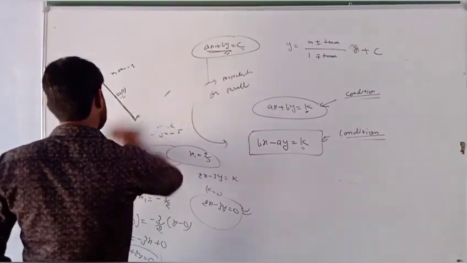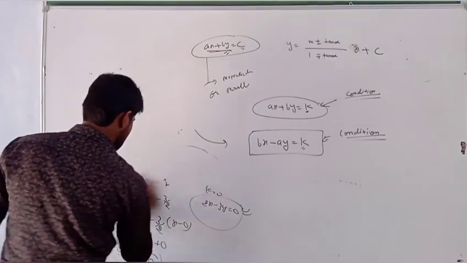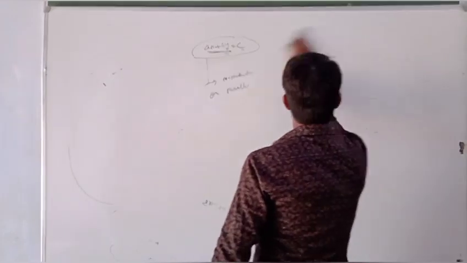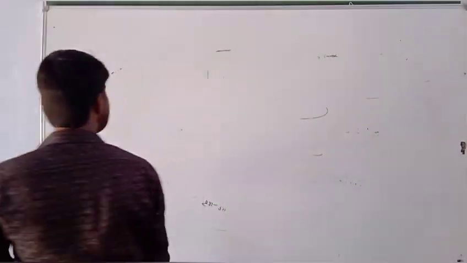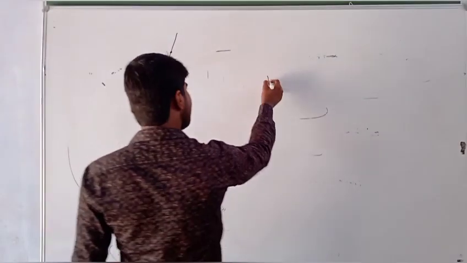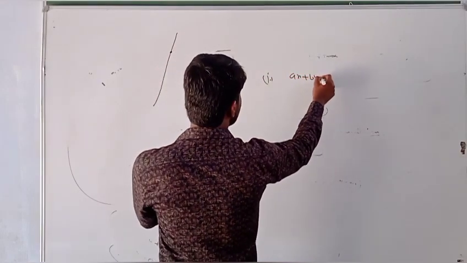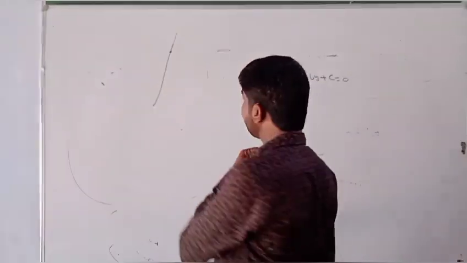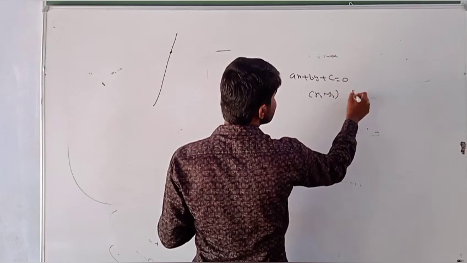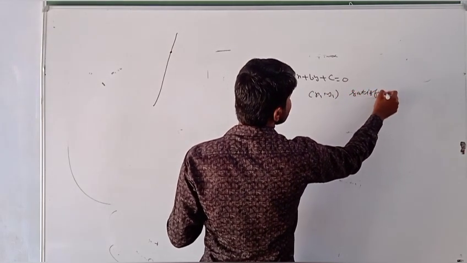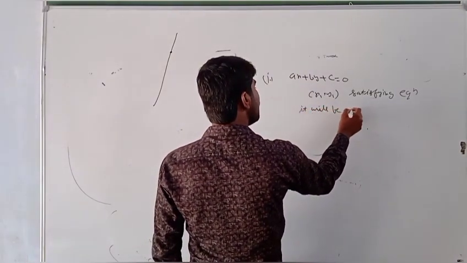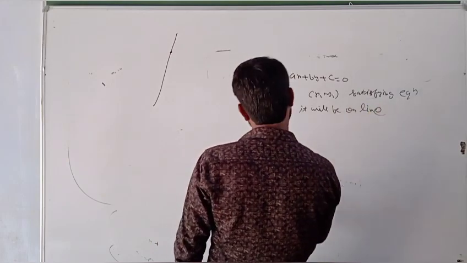Now, position of a point. What is the next? Position of a point. Three things are there. First condition, if a point lies on the line ax plus by plus c equals 0. If your given point (x1, y1) satisfies the equation, it will be on the line.